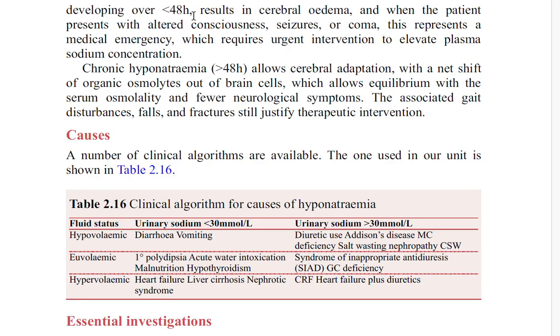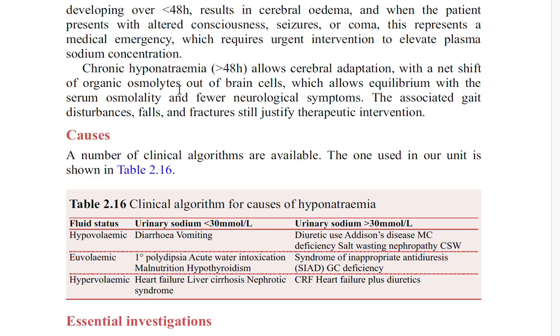So hyponatremia is usually classified into two major types: one is acute and the other is chronic. Acute hyponatremia develops in less than 48 hours, and chronic if it develops over more than 48 hours. Acute severe hyponatremia results in cerebral edema, and when the patient presents with altered consciousness, seizures or coma, this represents a medical emergency which requires urgent intervention to elevate plasma sodium concentration. In such cases, we often treat the patient with hypertonic saline.